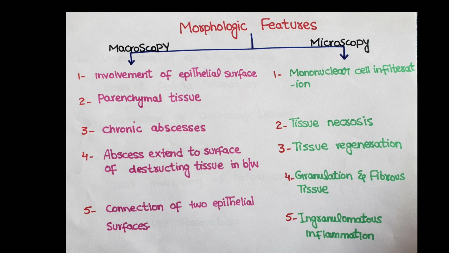Fourth one is abscesses extending to the surface through destruction of tissue in between, as in sinuses in osteomyelitis. Fifth one is connection of two epithelial surfaces as in fistula formation. And if we talk about microscopic features, they are mononuclear cell infiltration, tissue necrosis, tissue regeneration, granulation and fibrous tissue, and granulomatous inflammation.